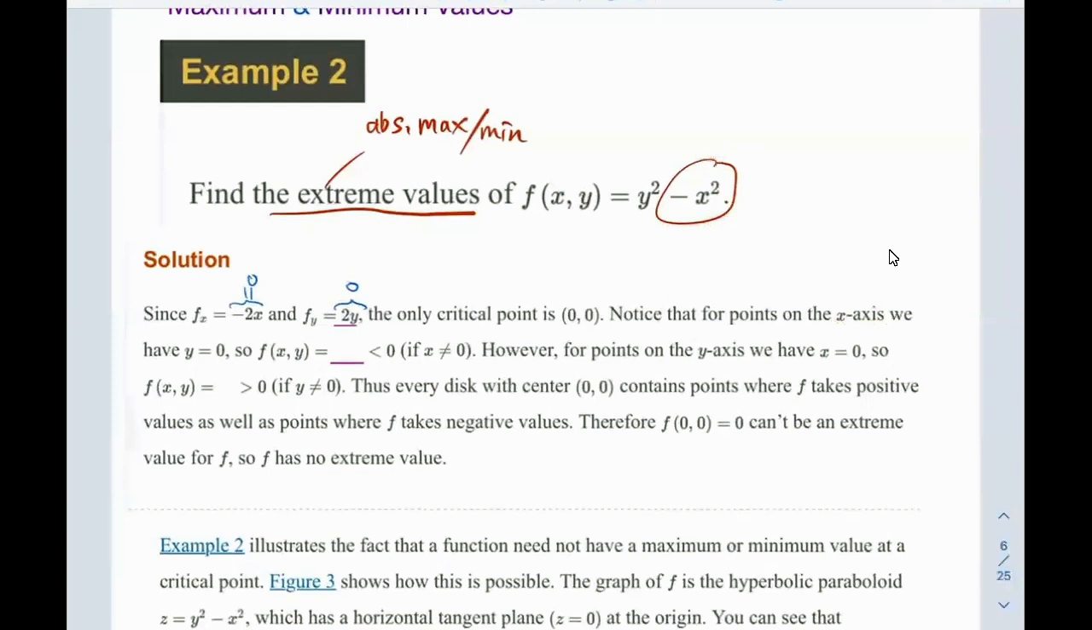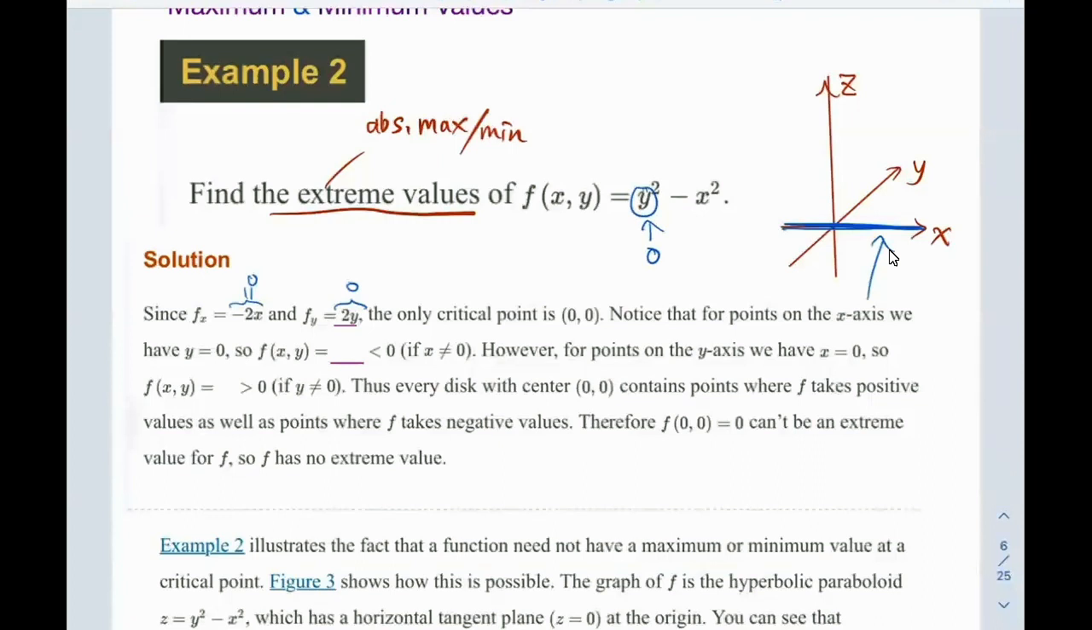Now notice the domain for this function is all of R2, right? There's no restriction on x and y. Now let's try to consider those points on the x-axis. So x-axis, y-axis, and then the z-axis. Now we're going to consider all those points on this x-axis over here. On the x-axis, the y-coordinate will be 0. When the y-coordinate is 0, we can replace this y over here by 0.